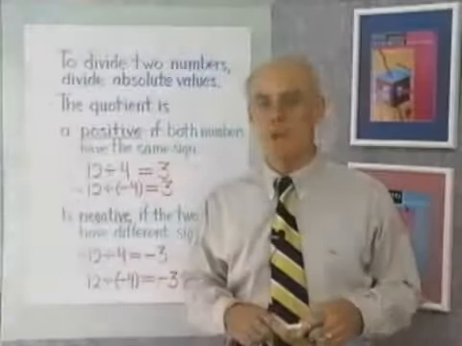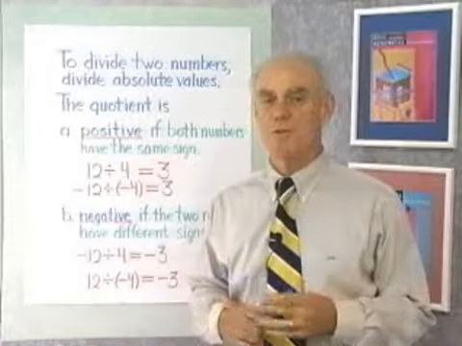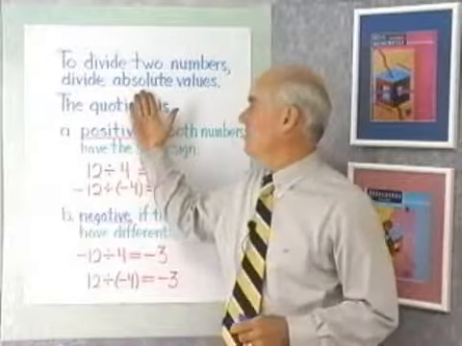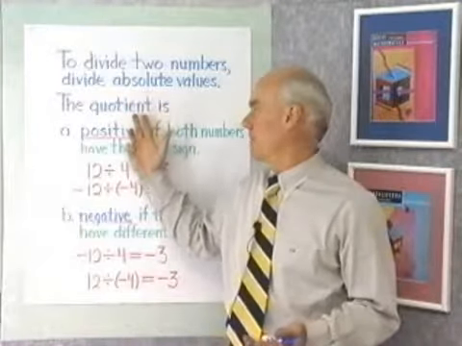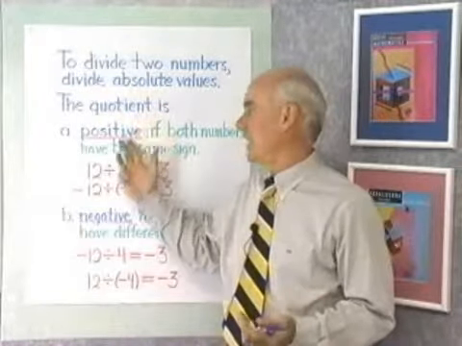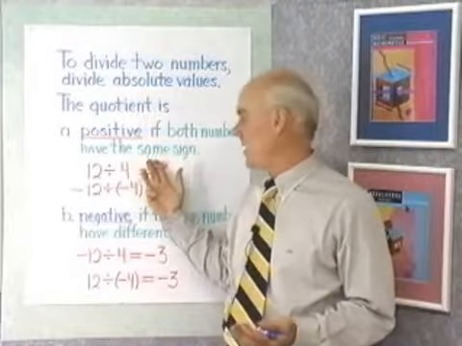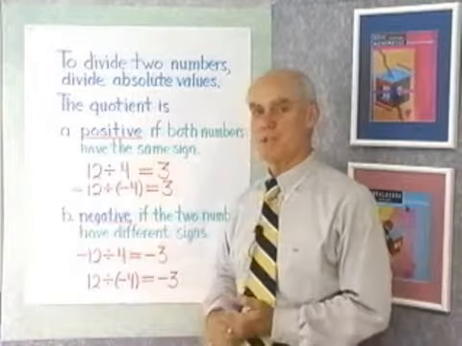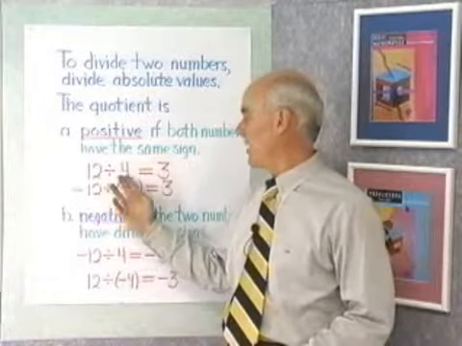The rule for division of positive and negative numbers is the same as the rule for multiplication. To divide two numbers, we divide absolute values. The quotient, that is the answer, is positive if the two numbers have the same sign and negative if the two numbers have different signs. So 12 divided by 4 is 3.